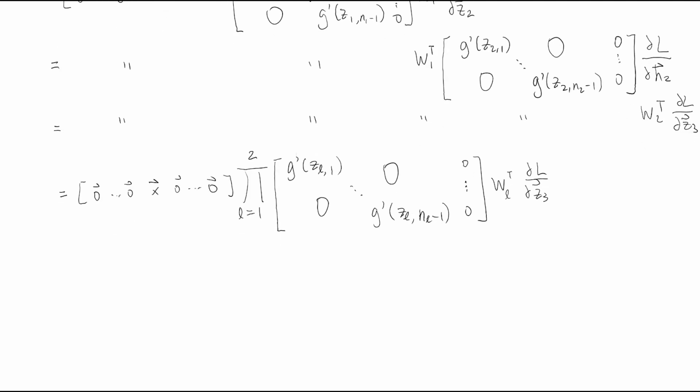So now instead of writing this thing out twice, we're going to have a product from L equals 1 up to 2 for now, because right now we only have two indices. Every time we expand out partial L partial Z2, we're going to get another diagonal G prime matrix with another W transpose matrix. So then we can keep going. If we do one more step, just for illustration, we're going to get the same matrix in the beginning.